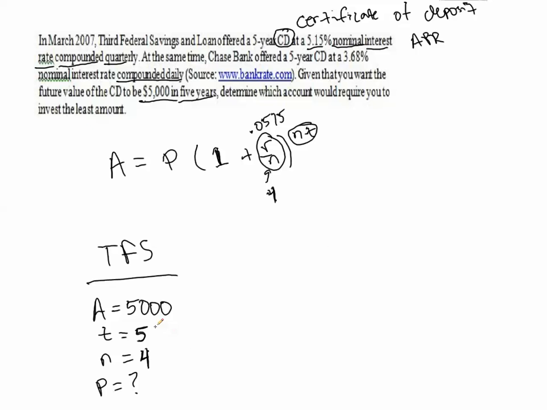Okay, well, at a rate of, oops, we forgot r is equal to 0.0515, we could do the math here. We could figure out 5,000 needs to equal some number times 1 plus 0.0515 divided by 4, raised to the n times t power. So 4 times 5 is 20. And so basically, this is going to be the quarterly rate that's paid, and it's going to be paid for 20 quarters. So we're multiplying the present value by that amount 20 times.